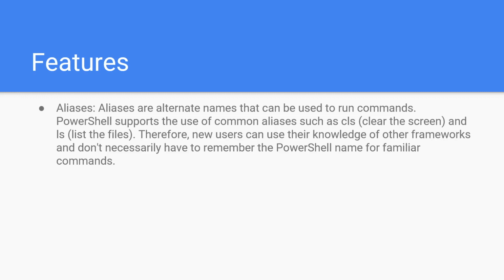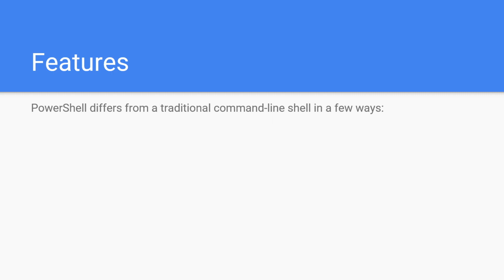Now, aliases. Aliases are alternate names that can be used to run commands. PowerShell supports the use of common aliases such as clc, clear the screen, and ls, list the files. Therefore, new users can use their knowledge of other frameworks and do not necessarily have to remember the PowerShell name of familiar commands. Now, PowerShell differs from the traditional command line shell in a few ways.